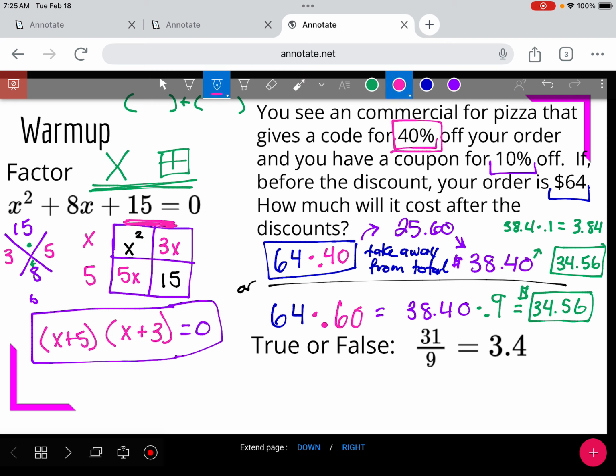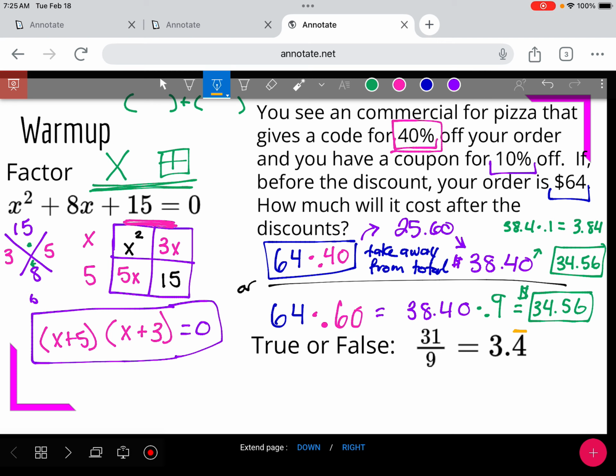Okay. So we've got our last one up here on the bell work. True or false? 31/9 is the exact same thing as 3.4. So are they exactly the same? No. Then why did like half of you tell me they were exactly the same on the chapter test? And a lot of you simplified 31/9 to be 3.4. This is the same thing as 3.4 repeating.